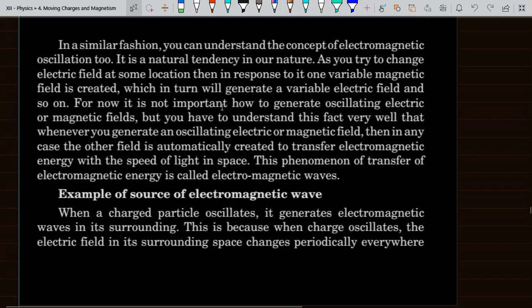In a similar fashion, you can understand the concept of electromagnetic oscillation too. It is a natural tendency in our nature. As you try to change electric field at some location, then in response to it, a variable magnetic field is created, which in turn will generate a variable electric field and so on. Means दोनों एक दूसरे को create करते रहेंगे. जब एक diminish होगा तो दूसरा create होगा, जब दूसरा diminish होगा तो ये create हो जाएगा वापस.